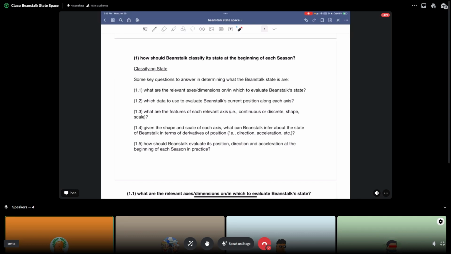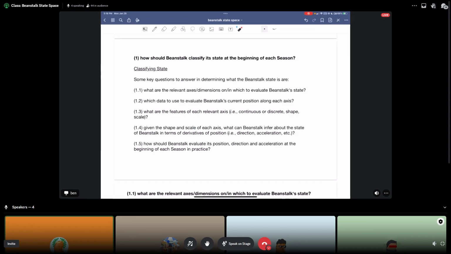So, question one: how should Beanstalk classify its state at the beginning of each season? What are the relevant axes or dimensions on which Beanstalk should evaluate state? What are the important factors, so to say, in evaluating its state? Does it matter what day of the week it is? Probably not so much from a peg maintenance perspective.